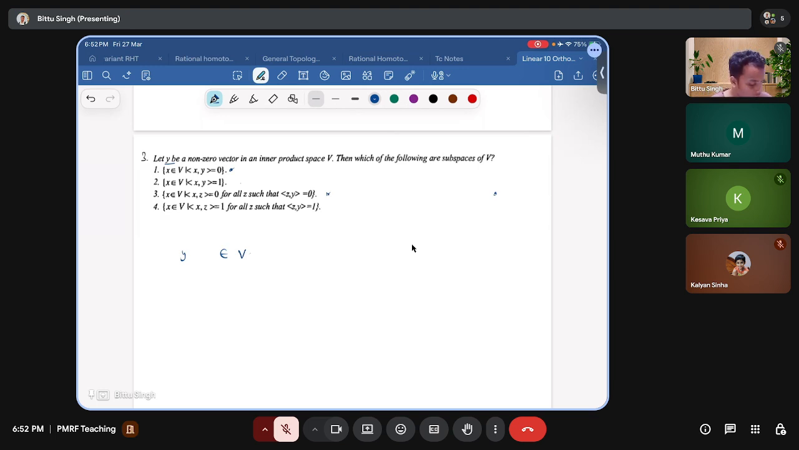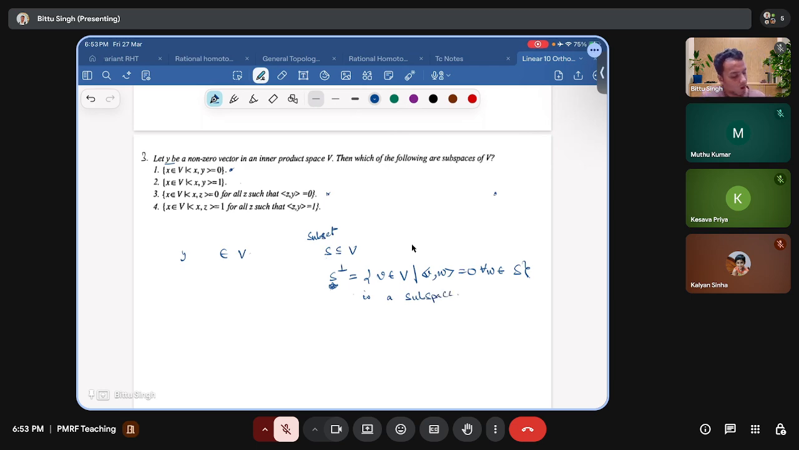So recall that for a subset S of V, we have defined the orthogonal complement S perp as the collection of all vectors v in V such that the inner product of v with w is 0 for all w belonging to S. The interesting thing is that this S perp is always a subspace, even though S may not be a subspace. S is only a subset, but S perp is always a subspace.